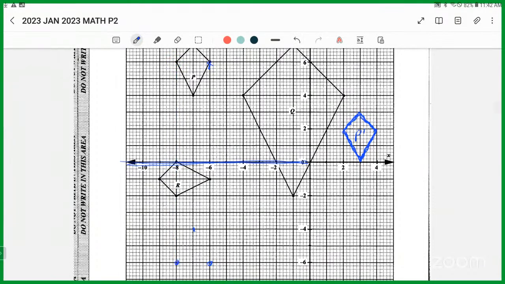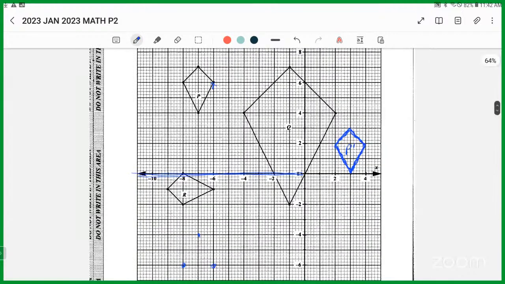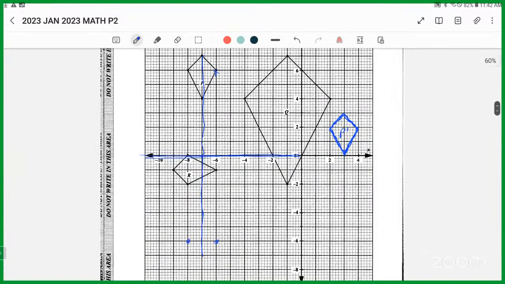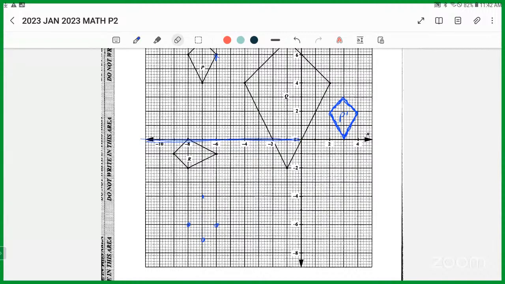And then this one now is going to be 7. 1, 2, 3, 4, 5, 6, 7. I'm going to go 7 on the other side. 1, 2, 3, 4, 5, 6, 7. So those are the points, those are the points on the image.